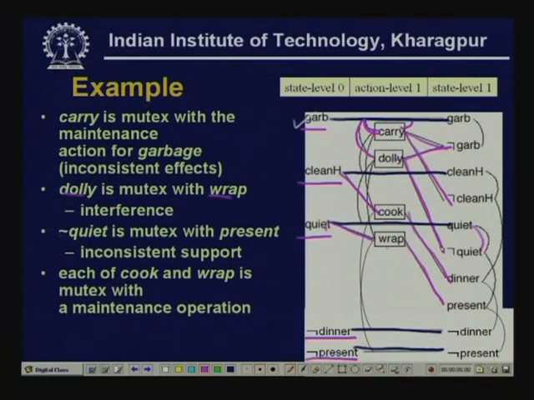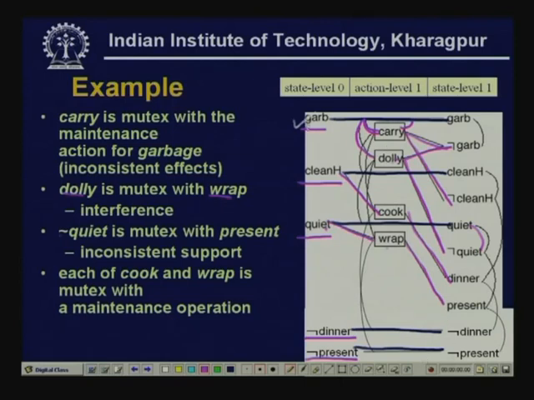Not quiet is inconsistent with present. Cook is inconsistent with not present maintenance action. Wrap is inconsistent with not present maintenance action.